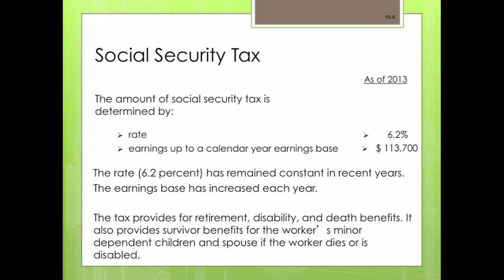The tax is subject to maximums, which often change, so it is important that as an employer you keep up with what those changes are, and the date that it's effective is very important. Currently the Social Security tax rate is 6.2%, and the earning base is $106,800.